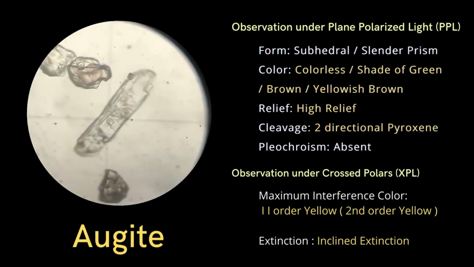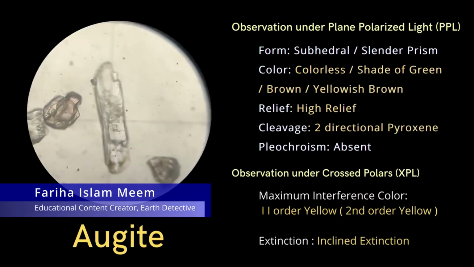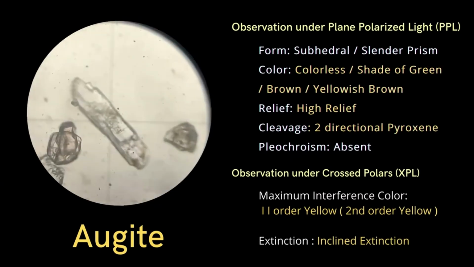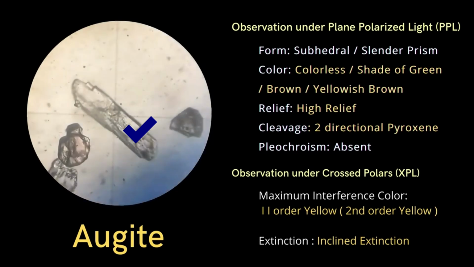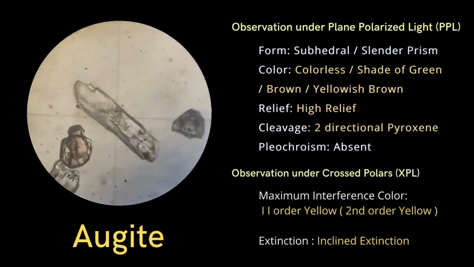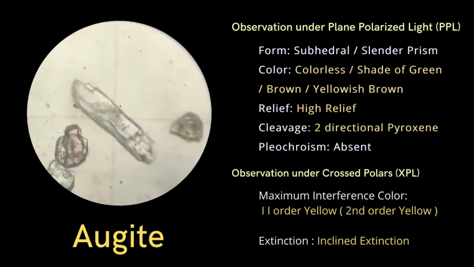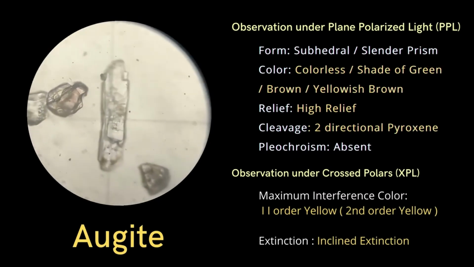Augite is a common pyroxene mineral. Let's begin with plane polarized light observation. The augite grain appears subhedral to slender prismatic in form under PPL. Its color ranges from colorless to shades of green, brown or even yellowish brown depending on the composition and thickness.